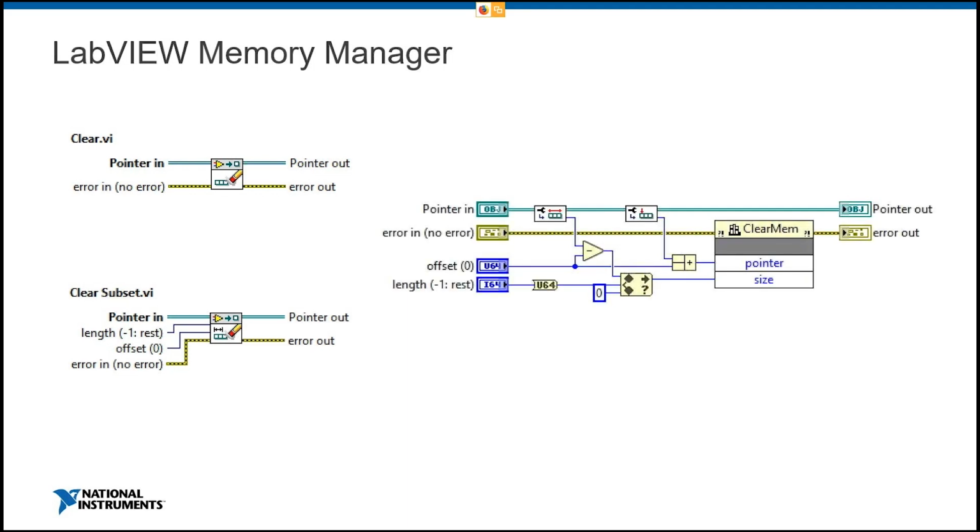Very similar to the move block function, we're going to call in a clear mem. It's going to do all of the getting of the address, setting of the size, and a lot of the math part for you to do the clearing of that memory.